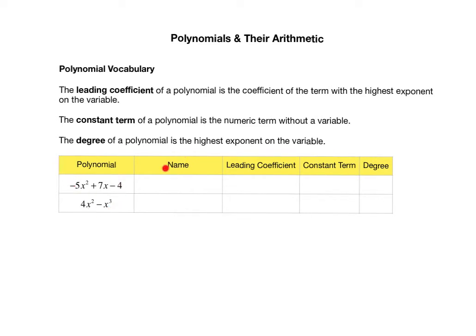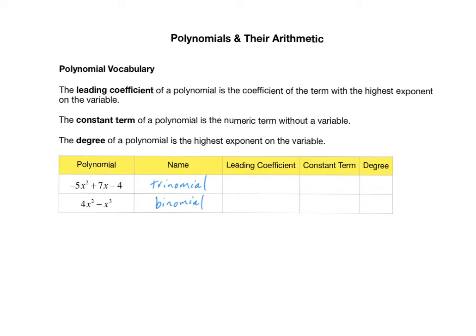Let's go through and name these polynomials. Let's find their leading coefficients, their constant terms, and their degree. The name of each of these is based on what we saw on the previous screen. We've got a polynomial here with 3 terms, which we would then call a trinomial. So the first one here is a trinomial. In this case, there are 2 terms. This would be called a binomial.